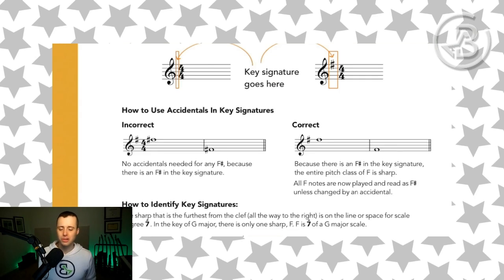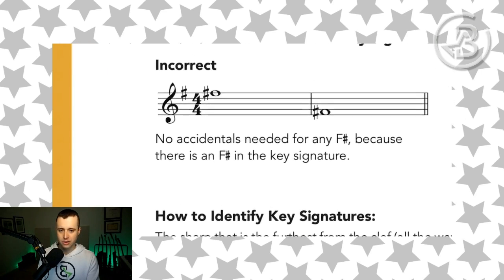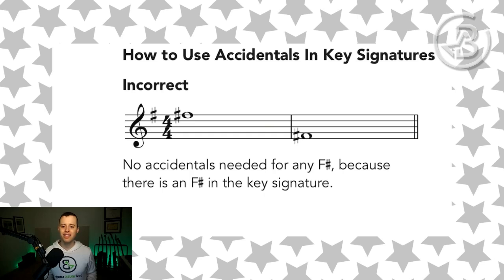In this lesson, we're going to be talking more about key signatures and specifically how and why you'd want to use accidentals when you already have an accidental in the key signature. So let's look at our incorrect example here. In our incorrect example, we have the key of G major.